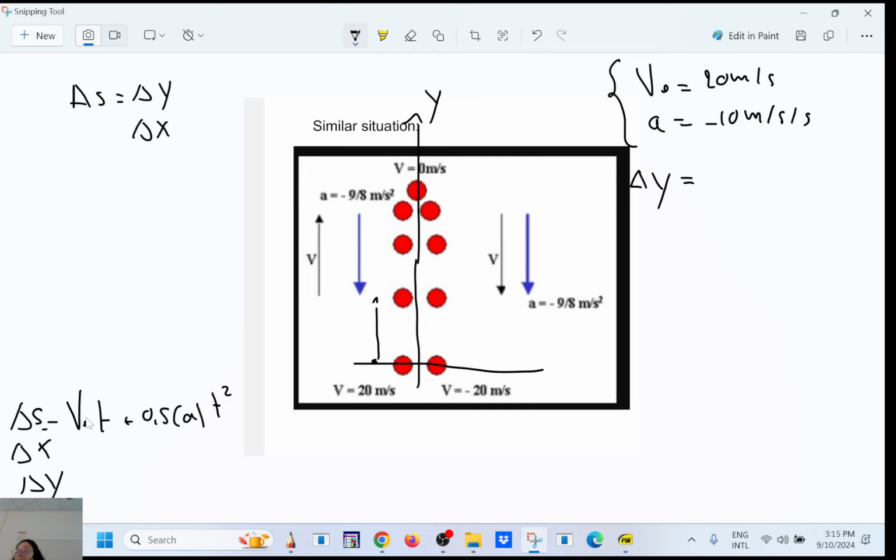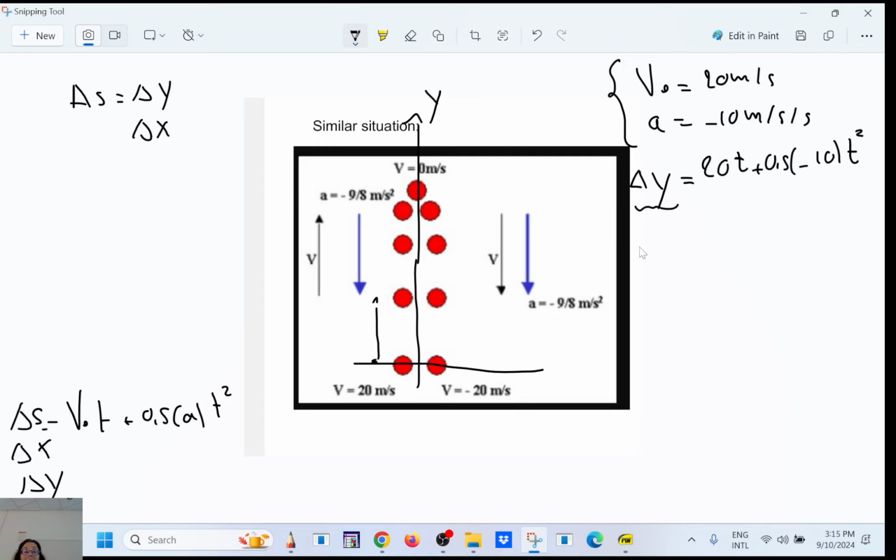So plug in here. What's going to be the initial velocity? 20. So 20t plus 0.5. What's going to be the acceleration? Very good. And t square. So each time you have a constant acceleration, there is always a square here. Okay, it's a parabola.